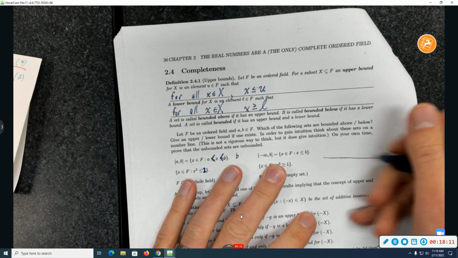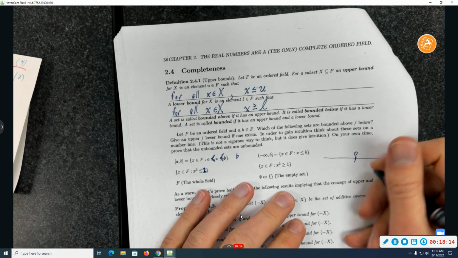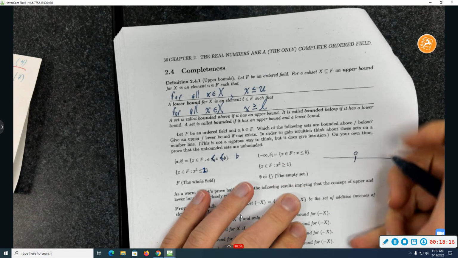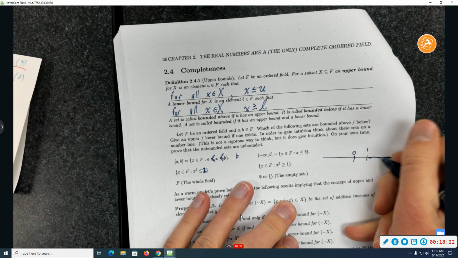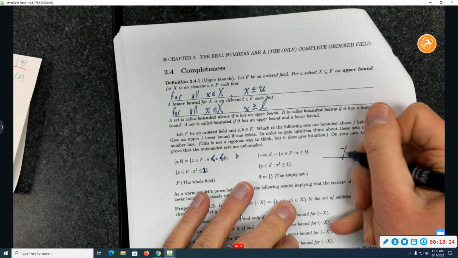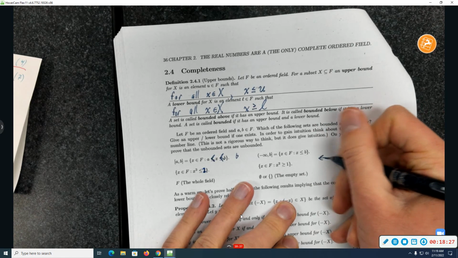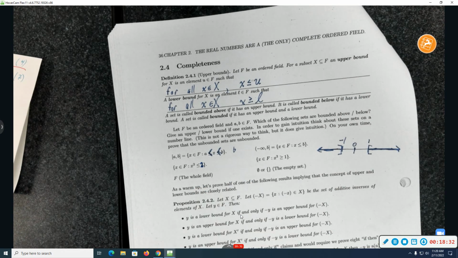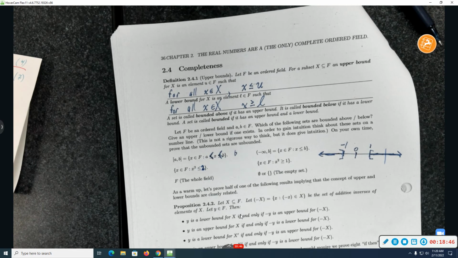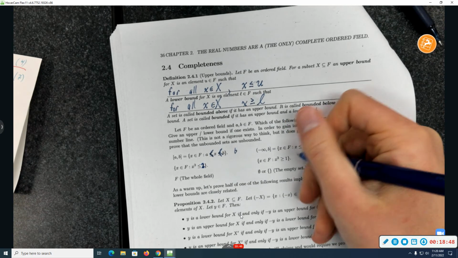And maybe we'll draw a picture. So there's 0. 0 squared is not as big as 1. 1 squared is at least as big as 1. And in fact, everything over here is at least as big as 1. So I think the set looks something like this. Does that set have an upper bound? No, any number you pick, there's something bigger than it in the set. This is not bounded.